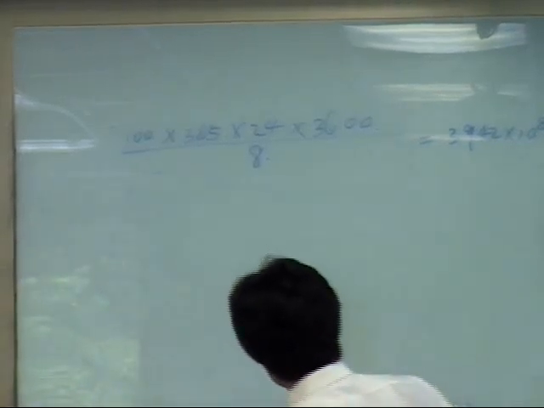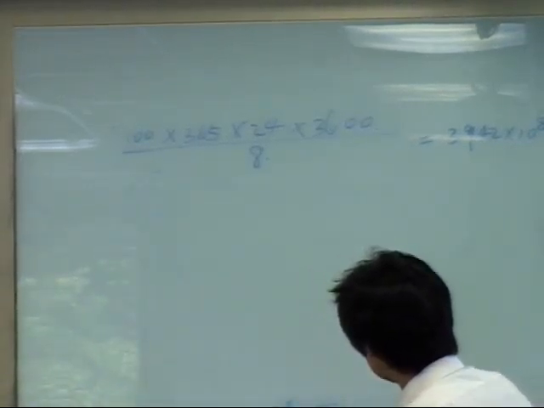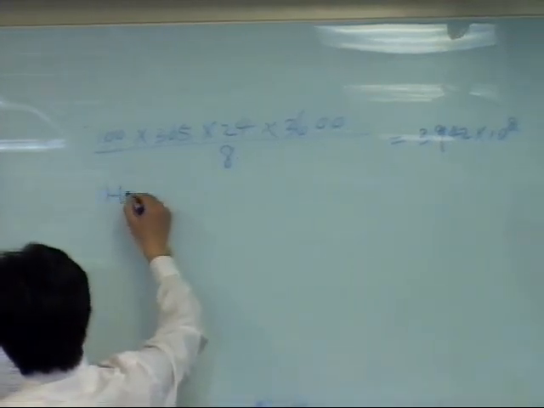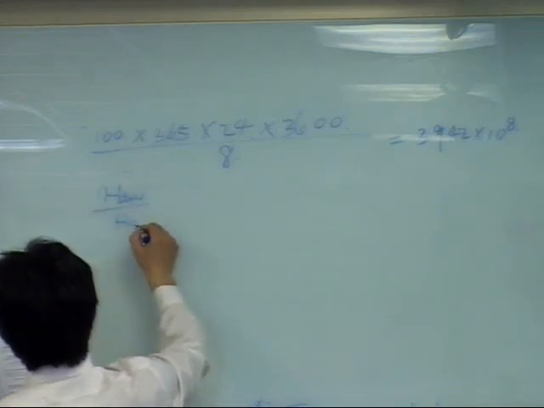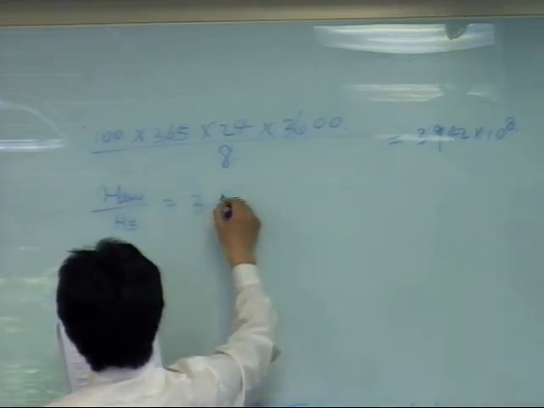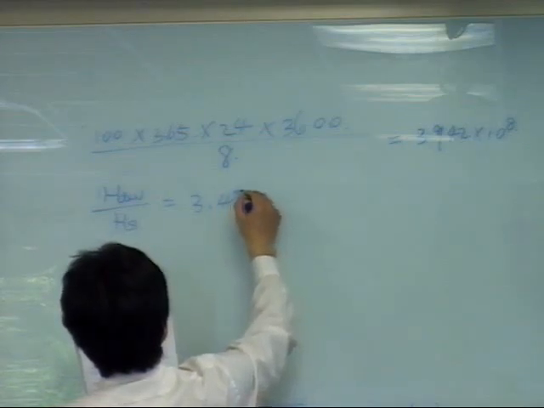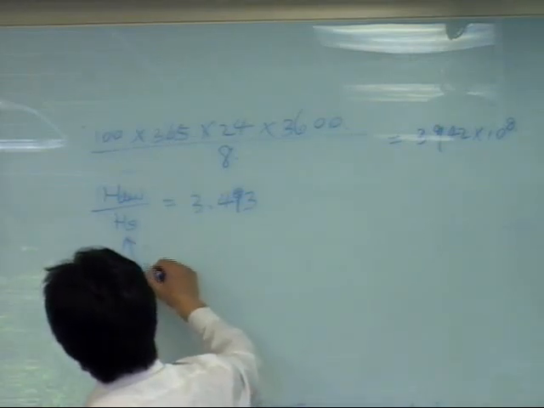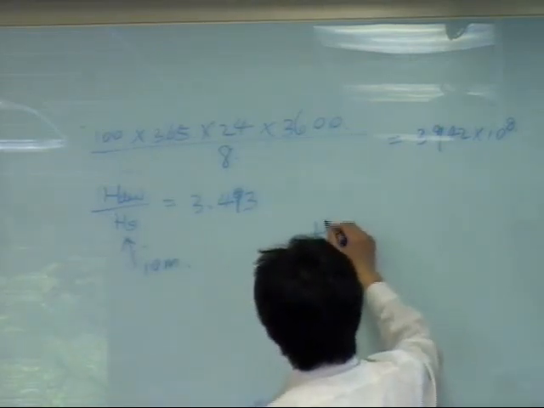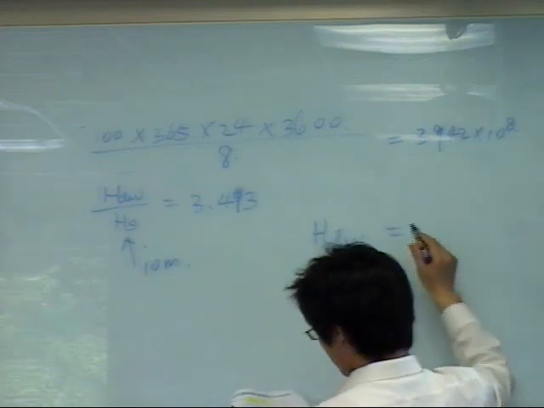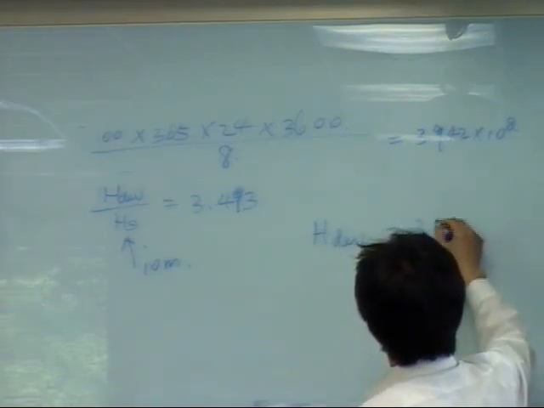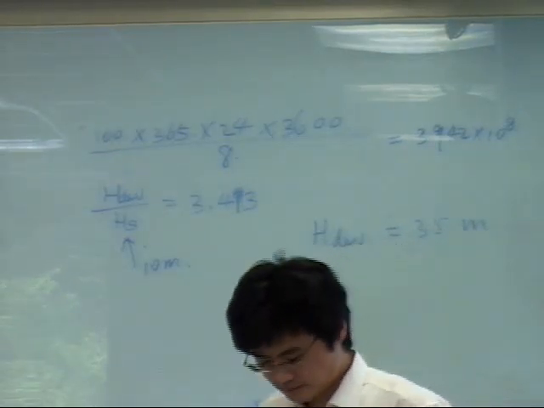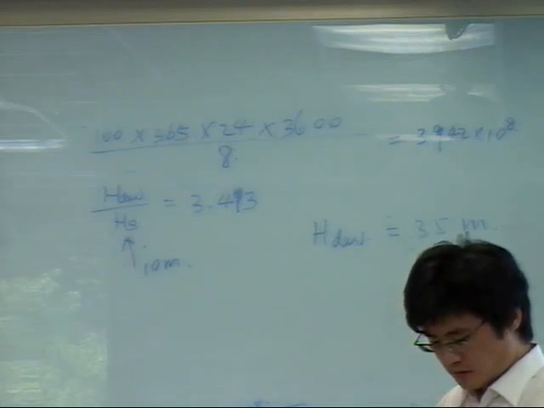So from this equation we plug in n and we figure out the design value over significant height is 3.494, right? And this is 10 meters. So our design value is about 35 meters, right? Okay.